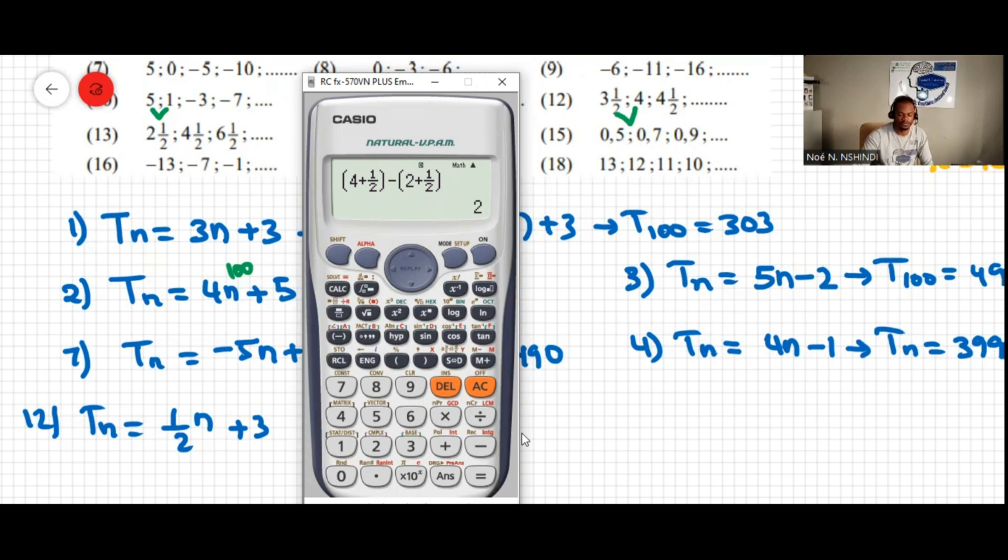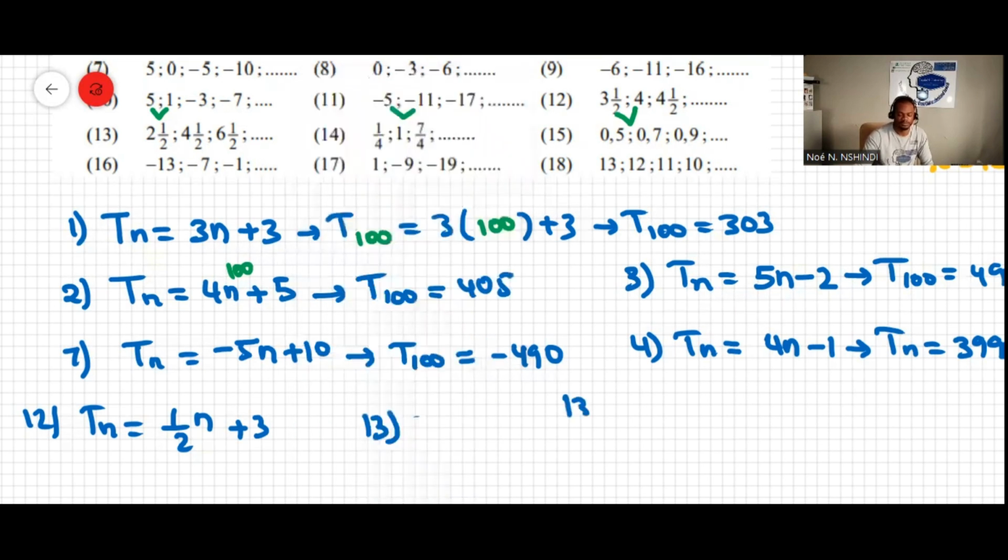So now 13, Tn will be 2n. Now you say to yourself, if you have 2 to get 2.5, you must add a half to it. So plus a half. Now to get the 100th term, you substitute 100 in here. The same way we will do the rest.